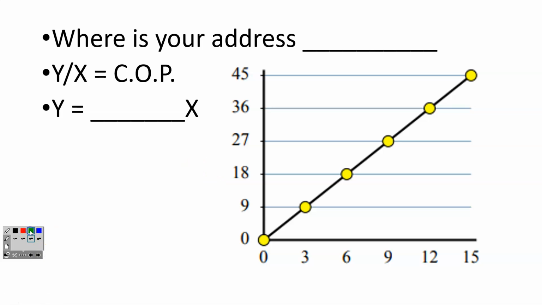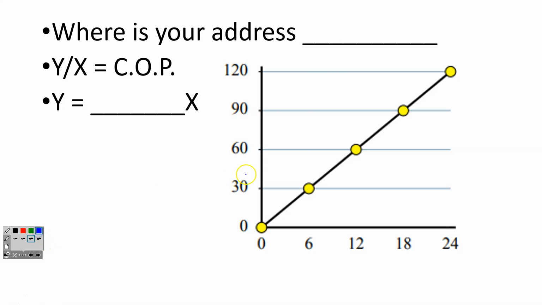So if I look at my first graph, where's my addresses? I look here and I see my first one's at 3 and 9. But you could also do 18 and 6, 27 and 9, 36 and 12. They're all the same. So I'm going to do y divided by x. Whatever my y is, which is 9, divided by whatever my x is, which is 3. Well, 9 divided by 3 gives me 3. So my COP is 3, and it's going to go right there. So now I have an equation of y equals 3x.